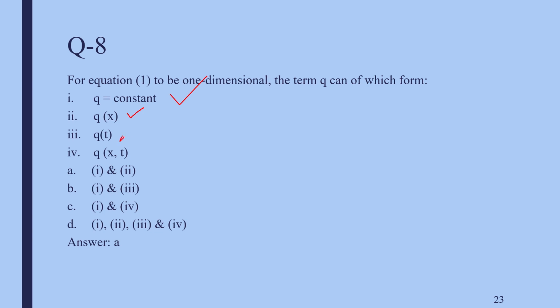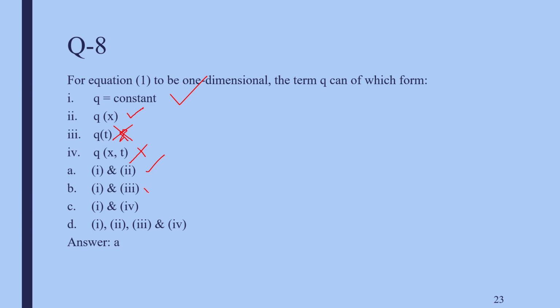Q is not a function of time, because again in the question itself it is given that it is a steady state problem, and again the fourth statement is wrong. Q is not a function of x and t. So what are the right statements? Q can either be a function of x or it can be a constant. So option 1 and 2 is right. On looking at the options, 1 and 2 is given in A. A is the right answer.